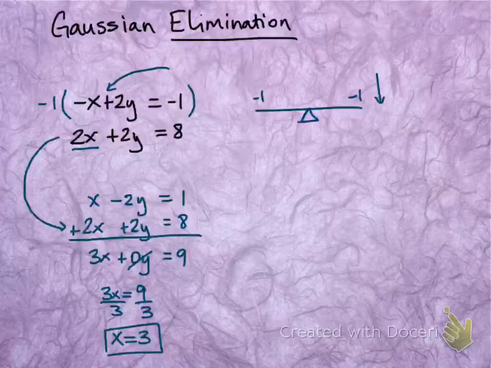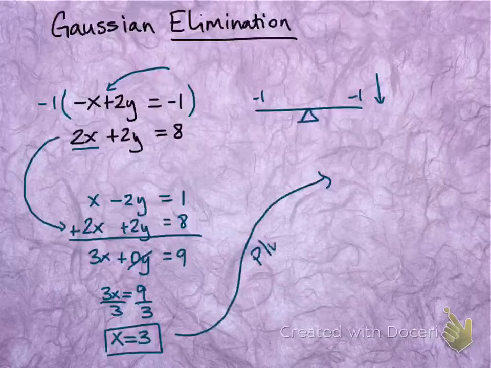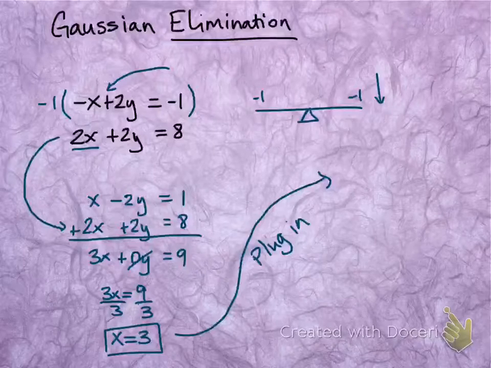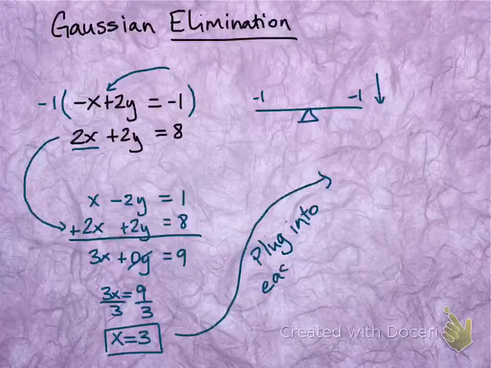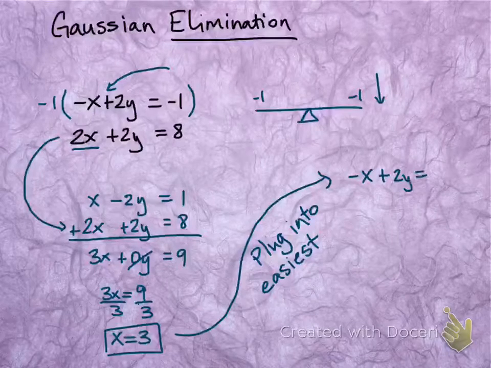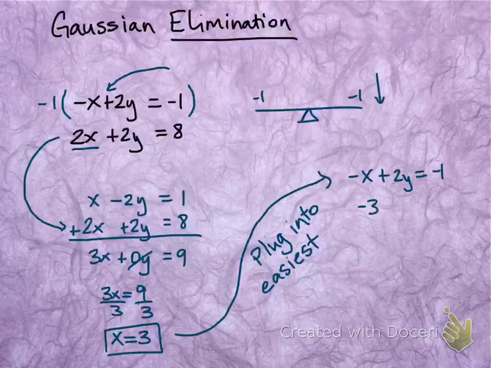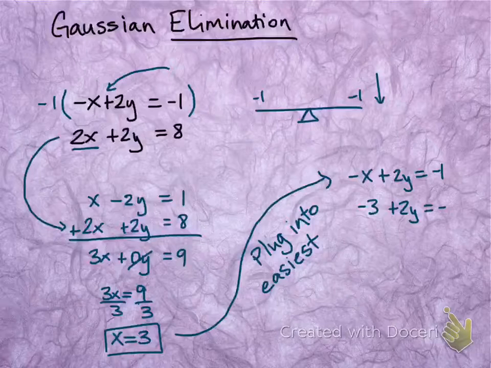So now what we do is plug that back into one of the equations, and it doesn't really matter which one you plug it into. You'll get the same result, so you're going to plug it into the easiest one. Let me make a note: plug in to easiest. But you're plugging into the original, not anything that we multiplied. Like this first one, remember we multiplied it by a negative 1. When we plug this x in, we're going to plug it into the original equation, which was negative x plus 2y equals negative 1. So we plug this 3 in, and we get negative 3 plus 2y equals negative 1.